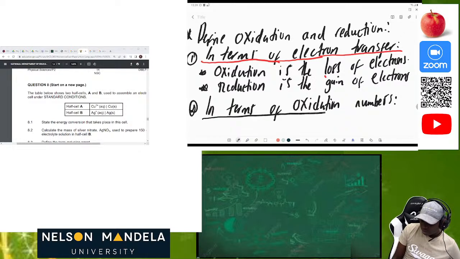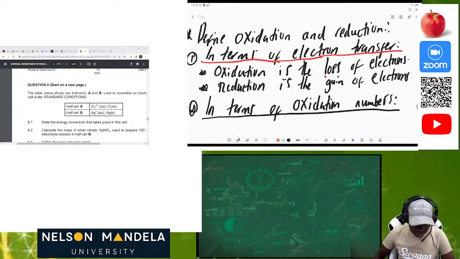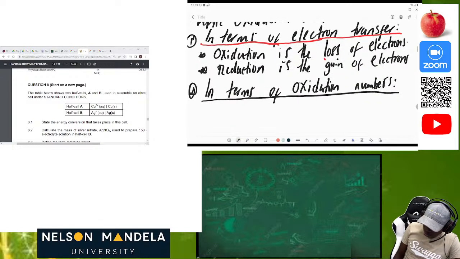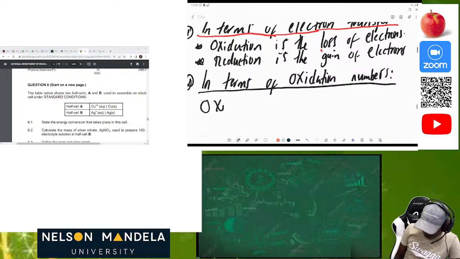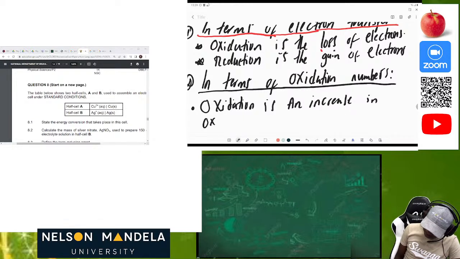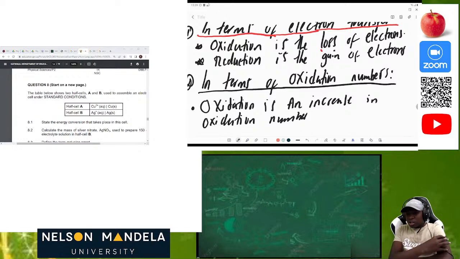So when we do that in terms of the oxidation number, what is important is to understand that oxidation is an increase in oxidation number. So actually the trick which I can give you is that just know one, then the other one is the reverse of the first one.